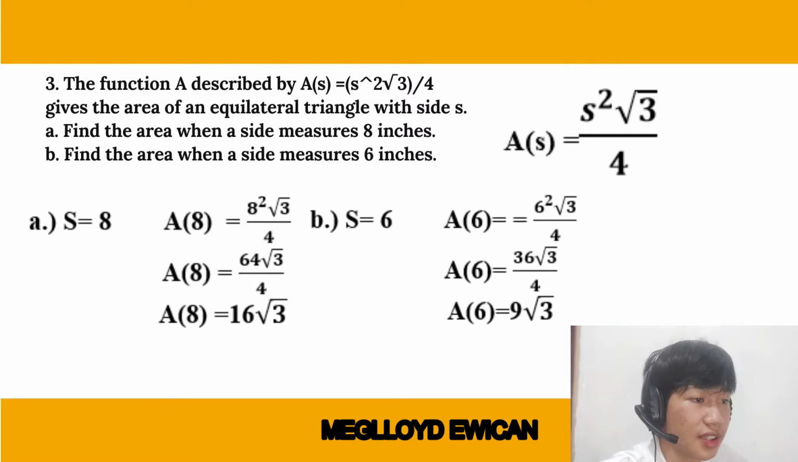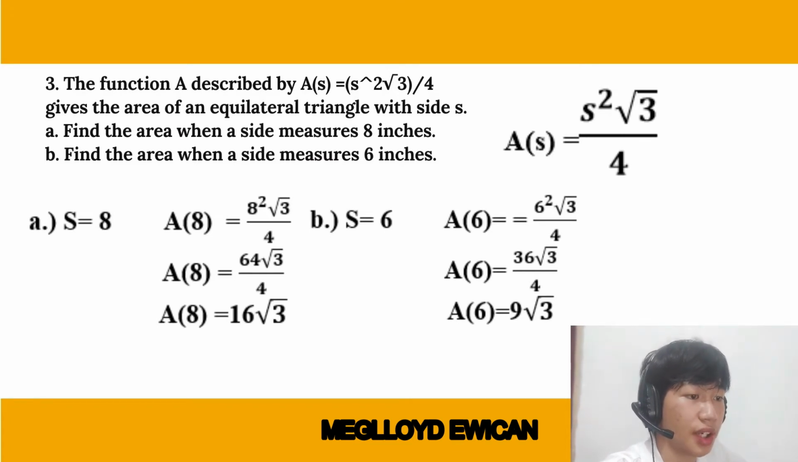Then we divide 64 and 4, since these are whole numbers and can be simplified into lowest terms. So now we have the final answer. A of 8 is equal to 16 square root of 3. Letter B. We need to do the same process as in letter A. First, substitute s with the given value, which is 6.